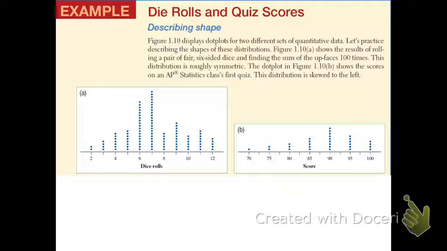So when we describe the distribution, you need to describe four things: the shape, the unusual features like outliers or gaps, the center, and the variability.